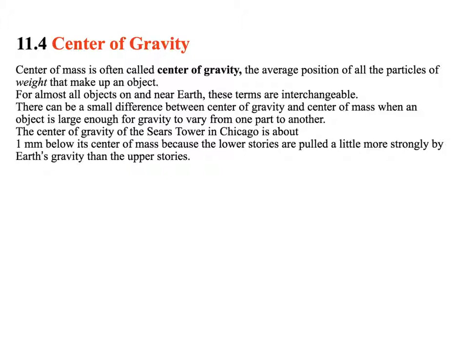Center of mass is often called center of gravity, the average position of all the particles of weight that make up an object. For almost all objects on and near Earth, these terms are interchangeable. There can be a small difference between center of gravity and center of mass when an object is large enough for gravity to vary from one part to another. The center of gravity of the Sears Tower in Chicago is about a few millimeters below its center of mass because the lower stories are pulled a little more strongly by Earth's gravity than the upper stories.